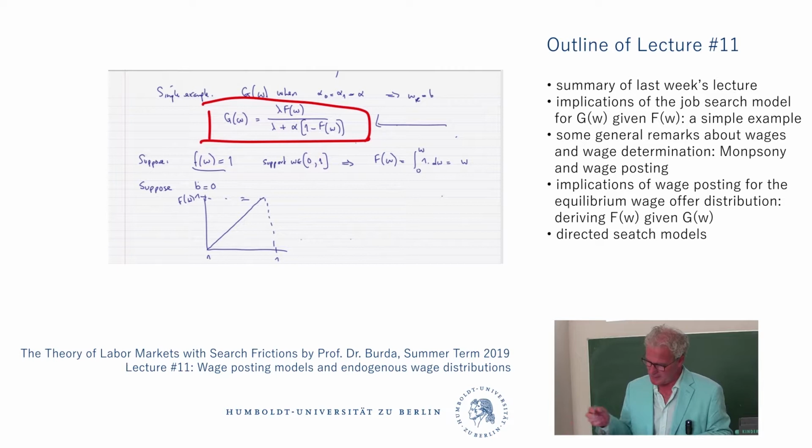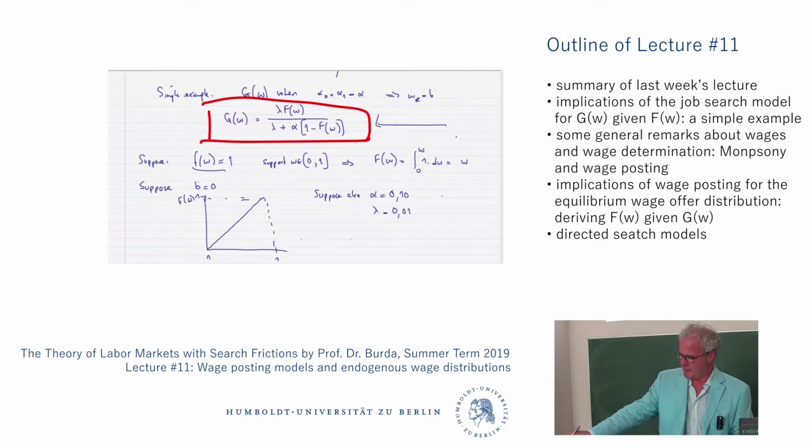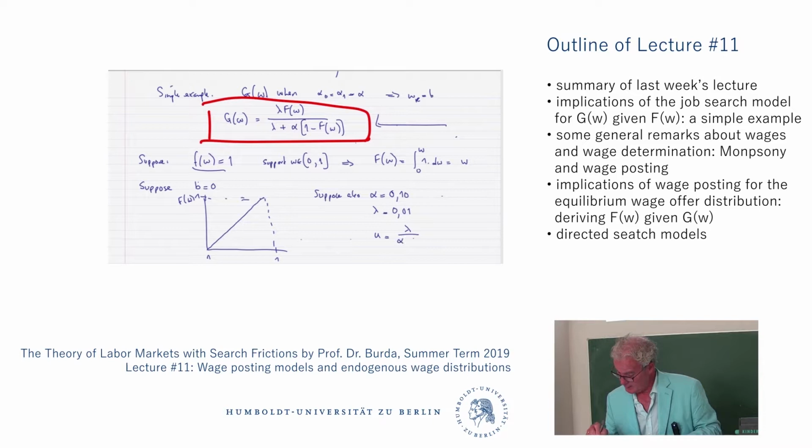So suppose also that alpha is equal to 0.1, so 10% per unit time, and lambda is 1%. Okay, so that means that the rate of job dissolution is 1% per period, and the rate of offers would be 10% per period. So we can use that already to solve for the unemployment rate. That's just going to be lambda divided by alpha plus lambda, which equals 9%.